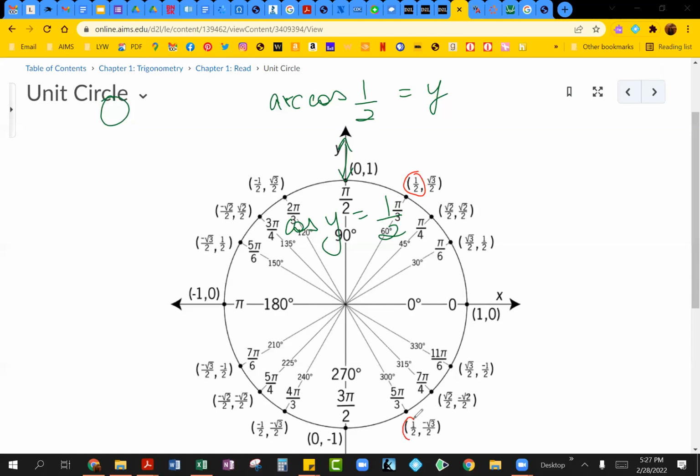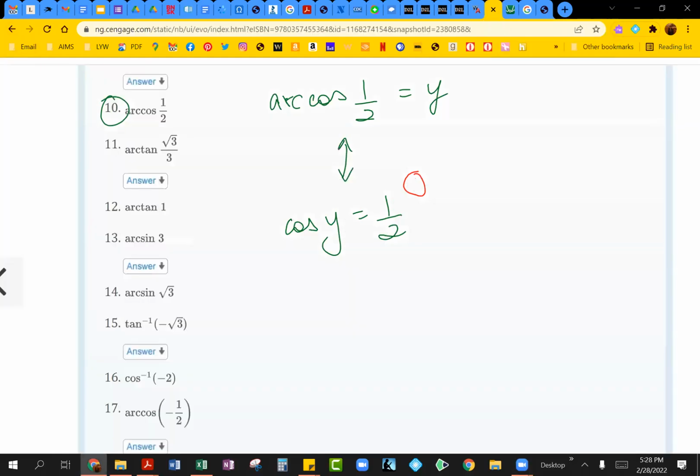So obviously that guy does not work. The only other side you would have for positive 1/2 would be down here at the angle of 5 pi over 3. But that's obviously a multiple of pi over 3. So you want to go with the first angle that you can possibly come up with. So that's why we are going to stick with pi over 3 in this case. So let's go back over here.